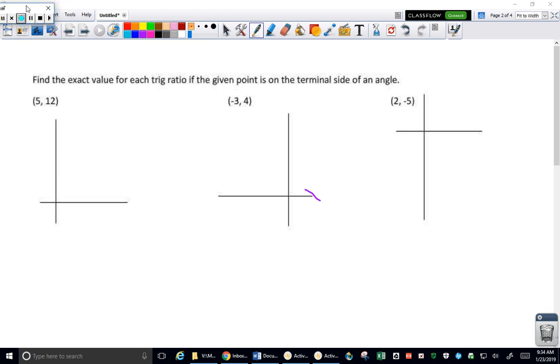Okay, sometimes you're given a triangle to find exact trig values from. Sometimes you're given points to find exact trig values from. In this case, we're given points. We want to find the 6 trig values based upon this point, the point 5, 12.